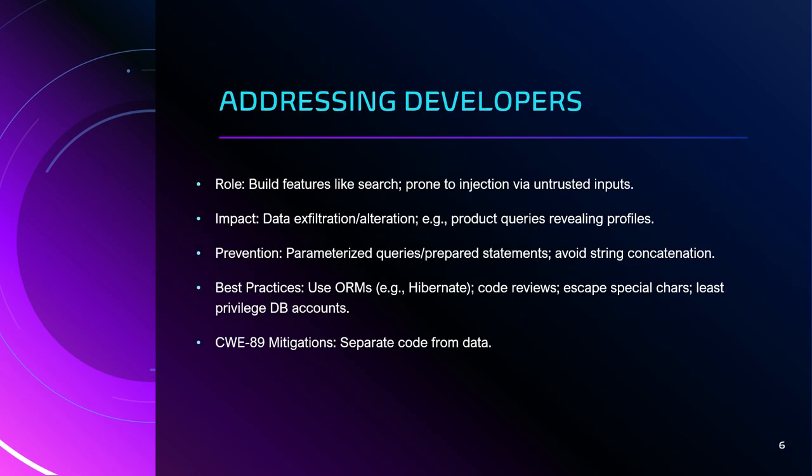Okay, so now turning to developers, you're on the front lines building features like search functionalities that are prime targets for injections. These flaws compromise web security by letting trusted inputs enable data exfiltration or alteration. For example, an attacker could inject into Electroshop's product queries to reveal entire user profiles. Prevention starts with using parameterized queries or prepared statements to keep code and data separate. So avoid string concatenation in SQL at all costs.